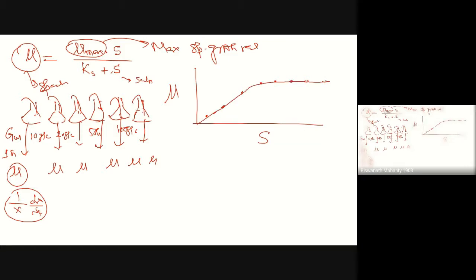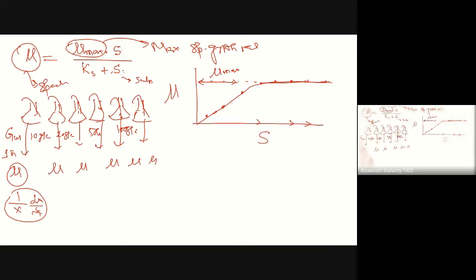That means after some glucose concentration, it will be saturated. The growth rate is no more increasing. Up to that point only it will increase. If you increase substrate further, nothing is going to happen. So this specific growth rate is called mu max. I told you one equation, right? So at any time, mu is mu max into S divided by Ks plus S.